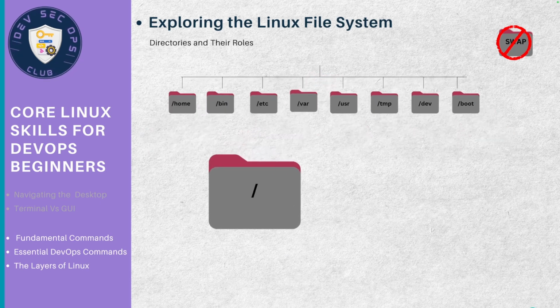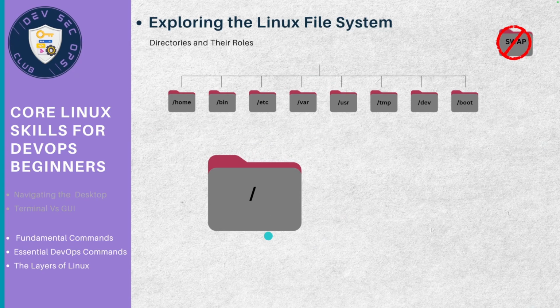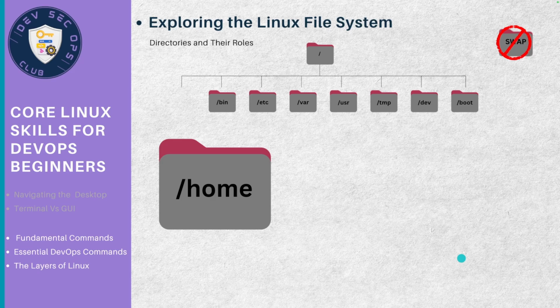So now we know the root directory, that this directory contains all the essential files. Everything comes under the slash. This is the first one. Then it comes to /home, which is also called the user home directory.